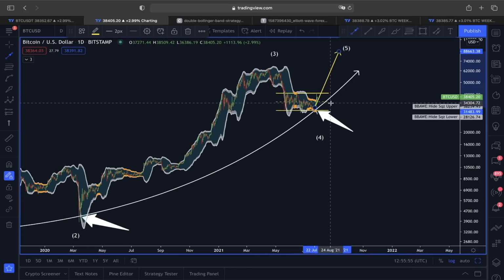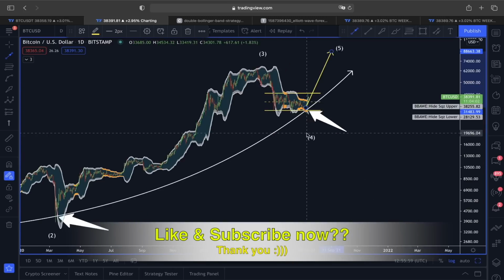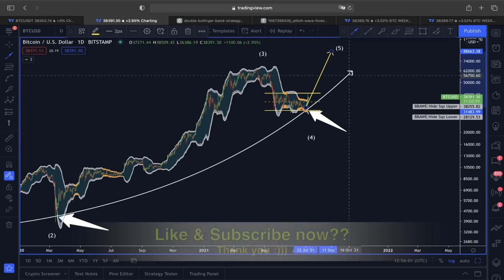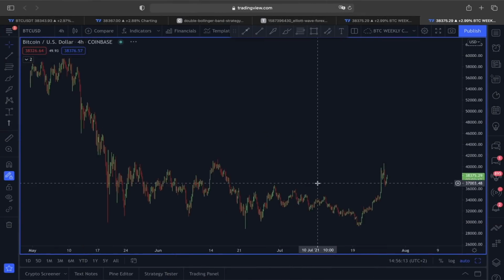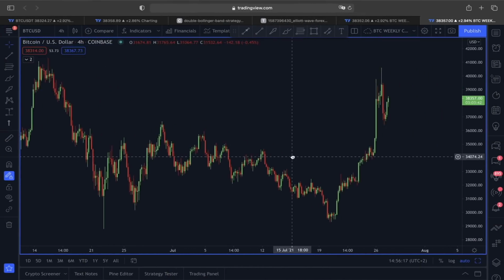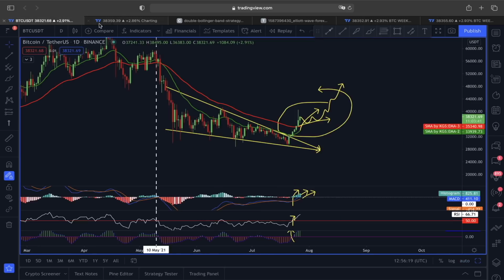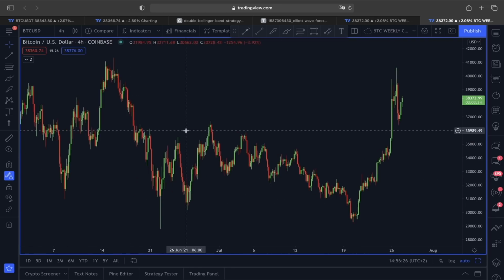So let's see how this is going to play out for Bitcoin, because so far this actually looks very, very interesting. And if you want to look at this in a bit different way, no problem, guys. What we can do is look at the price action of Bitcoin in a 4-hour time frame, because the scenarios which I just showed you are all in a daily time frame, but now we want to see what exactly is happening here in a 4-hour time frame.